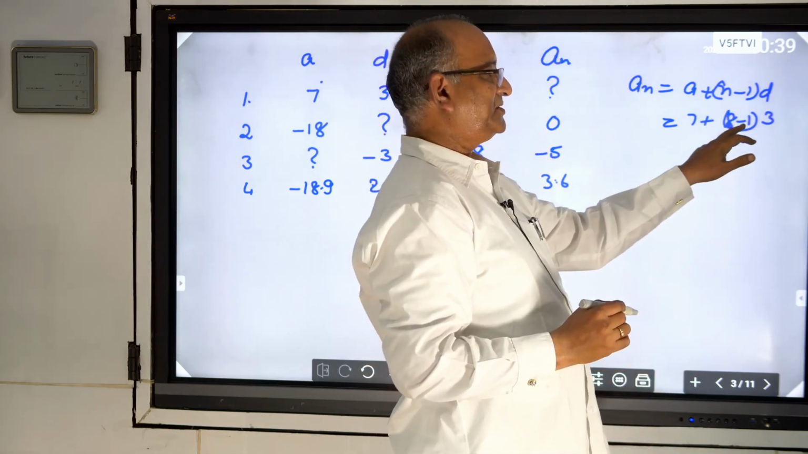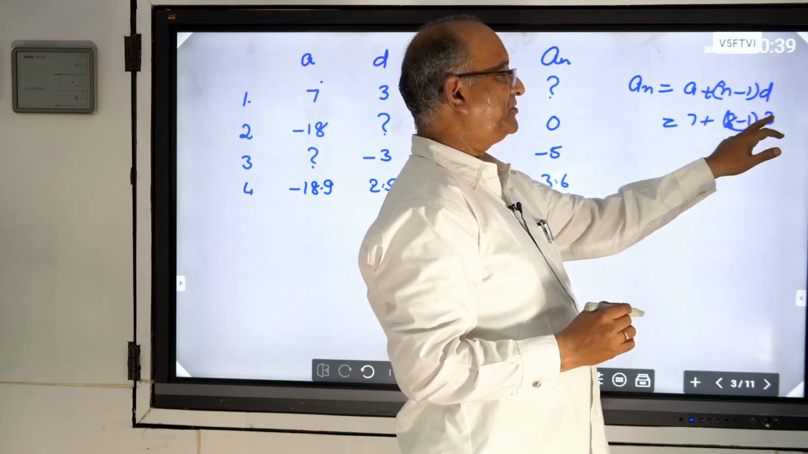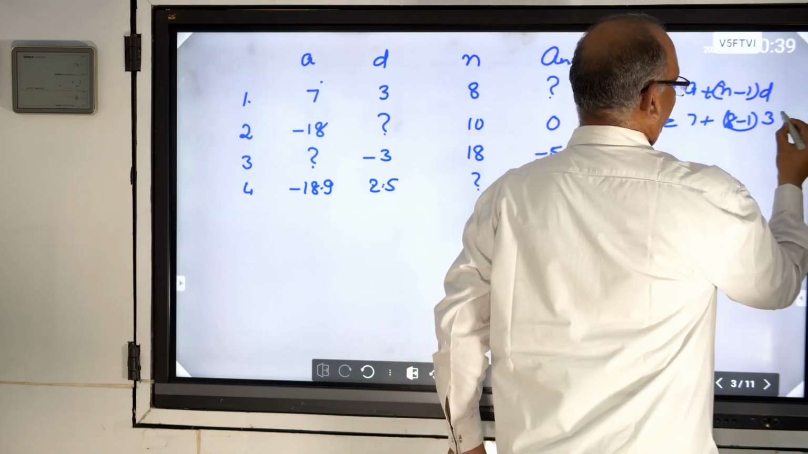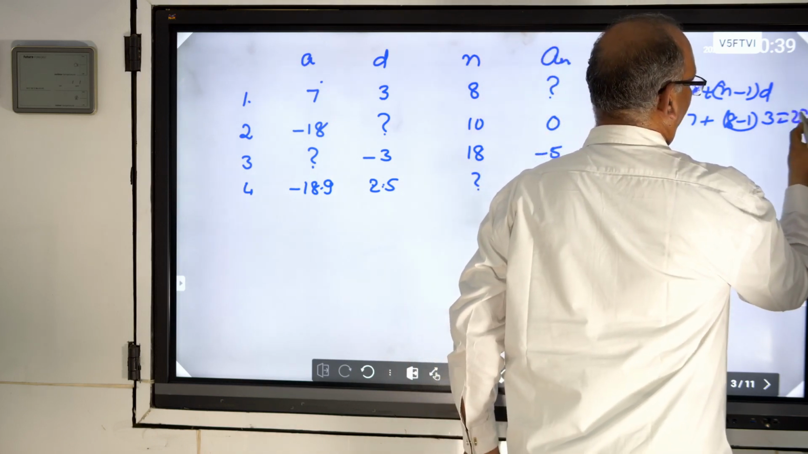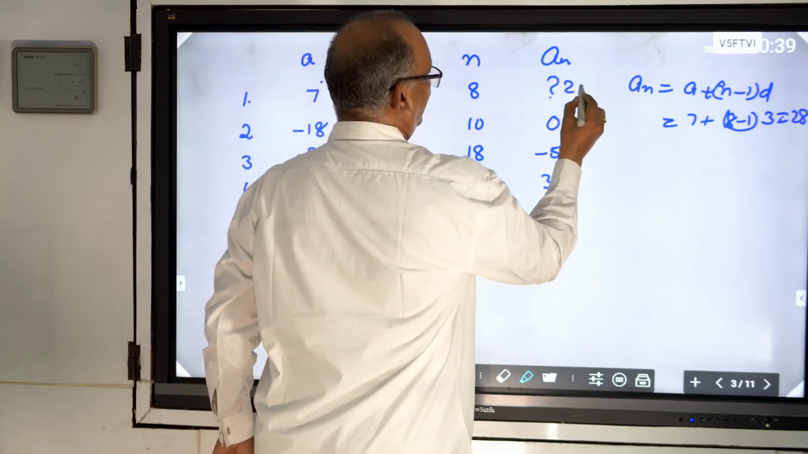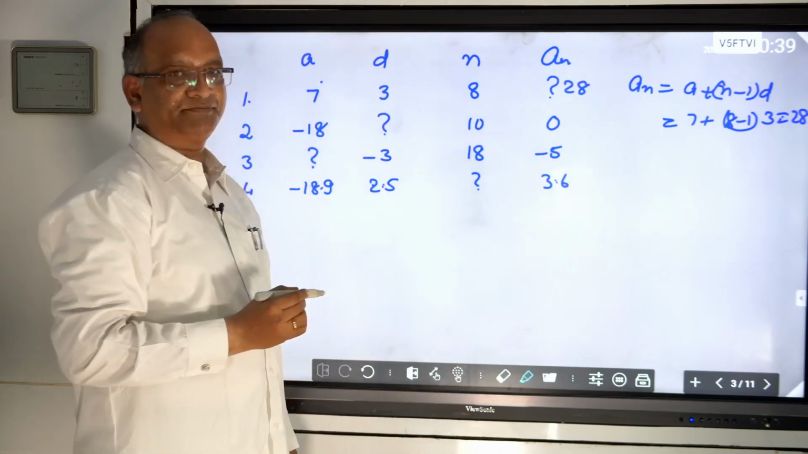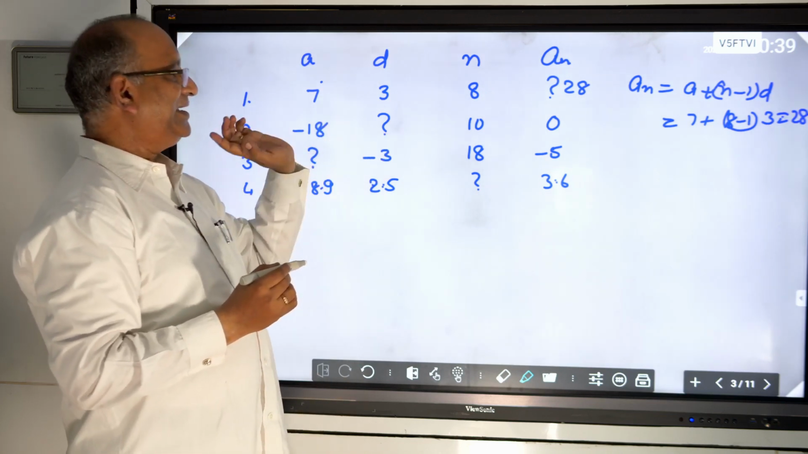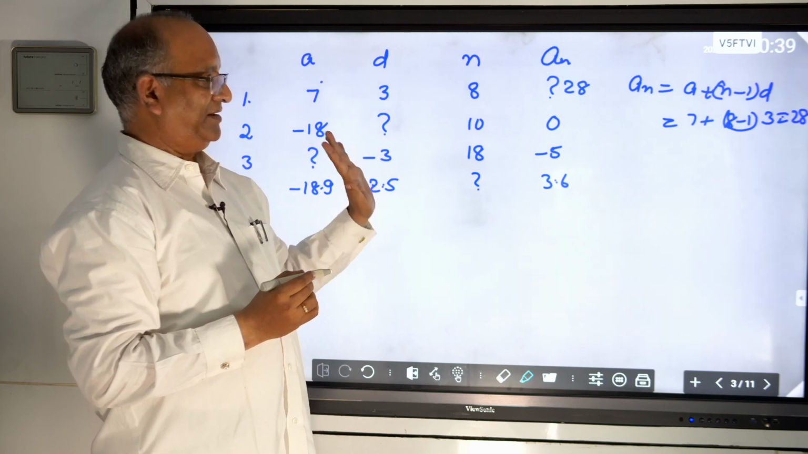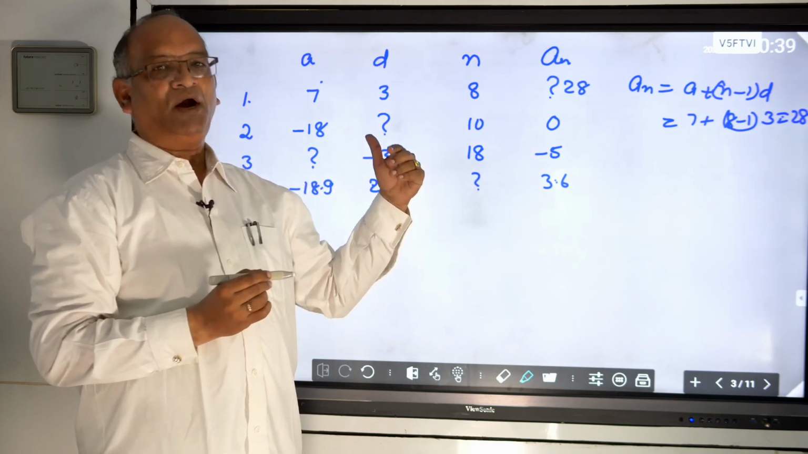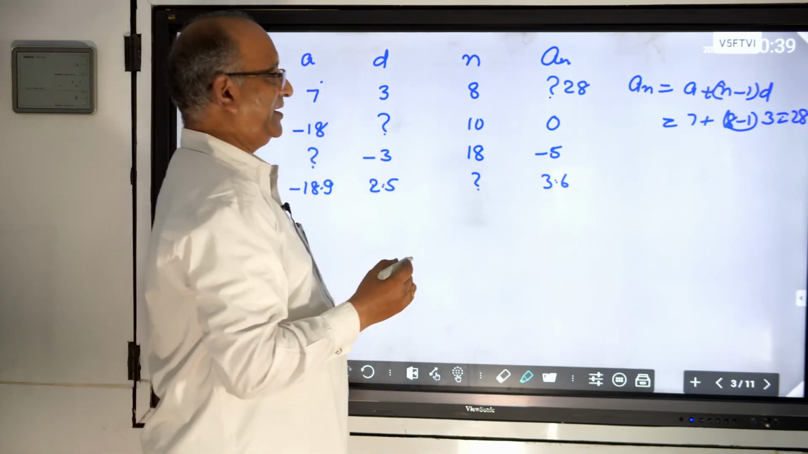What is 8 minus 1? 7. 7 into 3, 21. 21 plus 7, 28. So the first answer is 28. Let us take the second one. In the second one, d is missing, an is given. So use the same formula, substitute the values which you know. What you do not know, we will be able to find out.